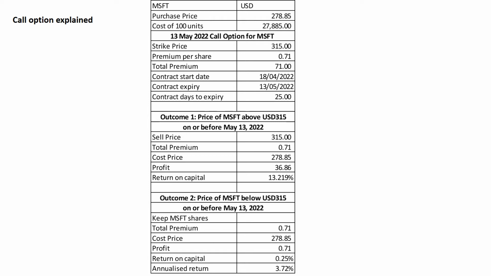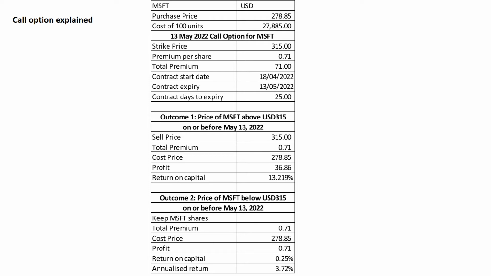Now, what is possible outcome number two? Possible outcome number two is on the 13th of May 2022, the price of Microsoft shares is below $315. Now, what does that mean?